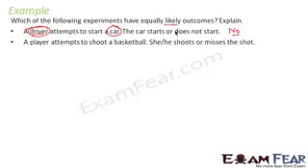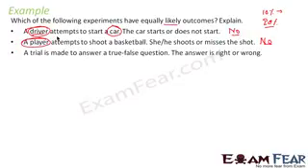The second is a player attempting to shoot a basketball. She shoots or misses the shot. Here also, no. Correct. Why? Because it depends on the quality of the player. If the player is very experienced, he is very good, there is a 90% chance that he will hit the shot. If the player is a very new guy, not even aware of basketball, a person like me, there is a 10% chance that he'll hit. 90% he won't even hit.